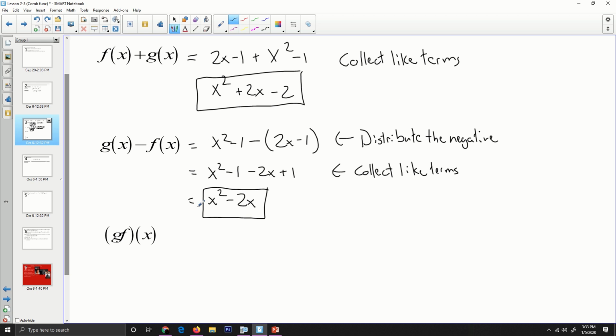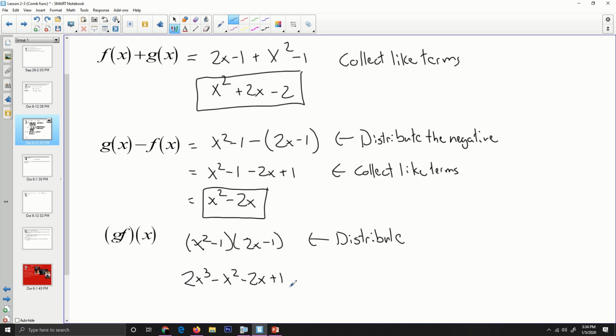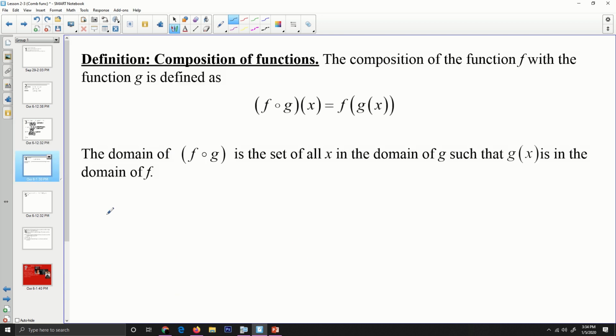And then f g of x, I'm going to take g, which again was x squared minus 1, and I'm going to multiply f, which was 2x minus 1. And so now again I have to distribute. So x squared times 2x is 2x to the third. x squared times negative 1 is negative x squared. Negative 1 times 2x is negative 2x, and then negative 1 times negative 1 is positive 1. There are no like terms to collect, so we are good right there.